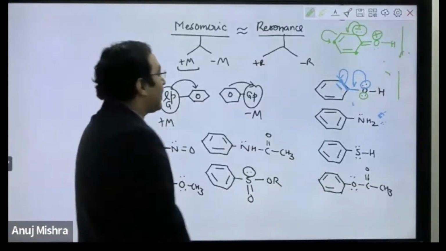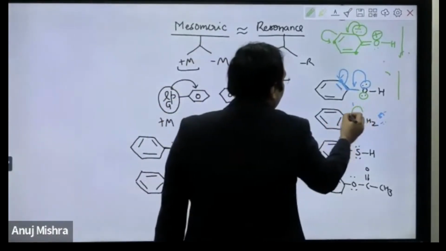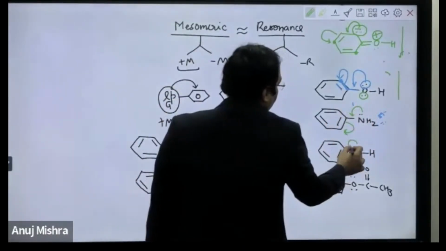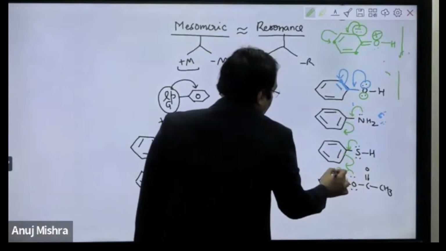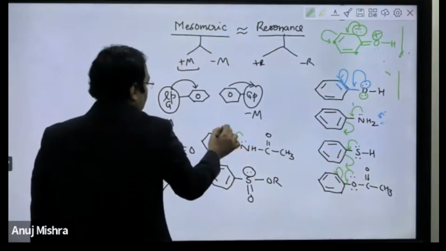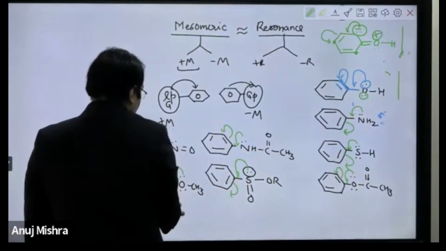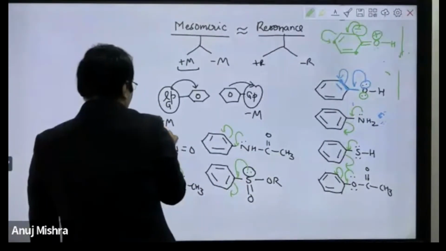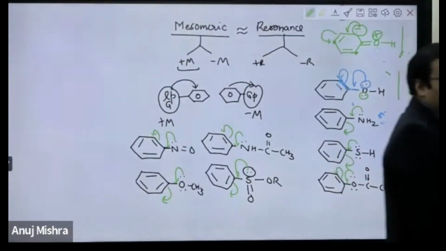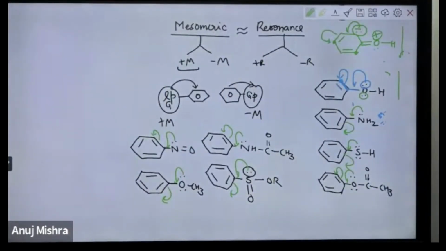So in all the cases, can we observe the same thing? NH2, sulfur, oxygen, NH, sulfur, oxygen. Check all the cases. Everywhere we are doing the same thing. Everywhere there is a common feature. The group has lone pair. Isn't it simple? So any group carrying lone pair is plus M for you.